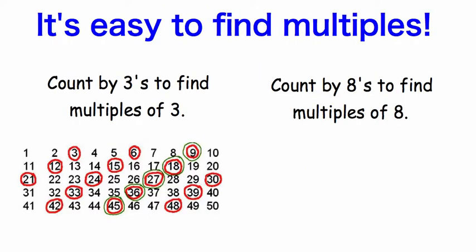So it's really easy to find multiples. You count by 3s to find the multiples of 3. So 3, 6, 9, 12, 15, 18, 21, 24, and so on. You'll count up by 8s to find the multiples of 8. So you start at 8, count up by 8: 16, 24, 32, 40, 48, and I could keep going and going, but we'll just list the first 5.